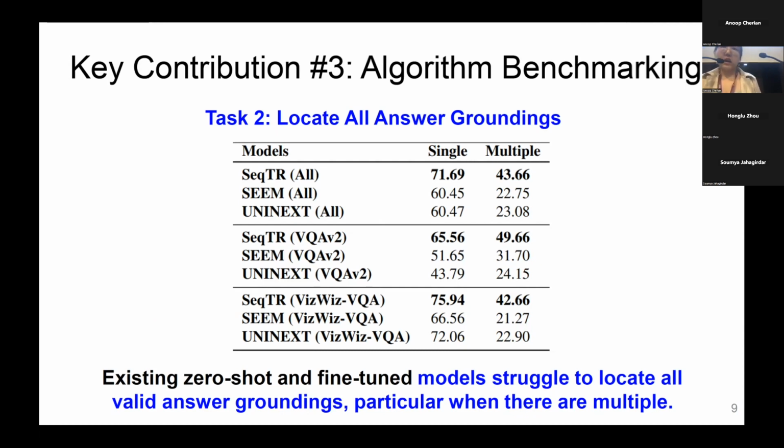For this task, we benchmarked 3 referring segmentation models. The SeqTR model is fine-tuned on our dataset, and SEEM and UniNext models are tested in their zero-shot settings. Overall, the models struggle most to locate all valid answer groundings, particularly when there are multiple.